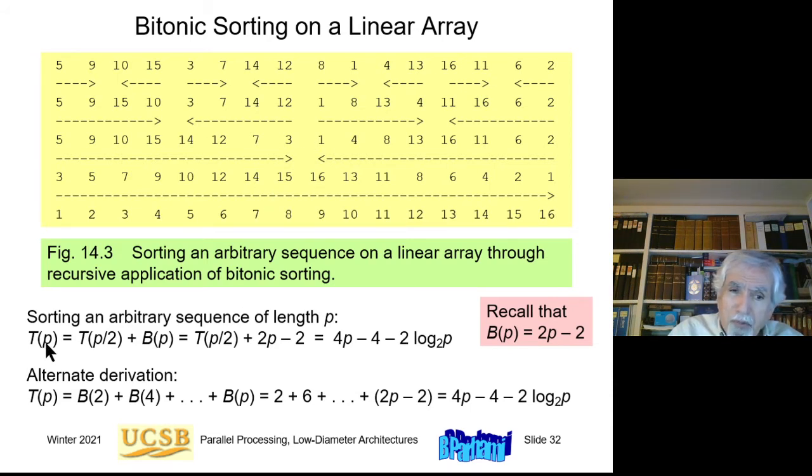So sorting time for a p processor array is the sorting time for p over 2, that's basically forming these half sequences, sorted sequences, plus bitonic sort. And if I plug the bitonic sorting time here, 2p minus 2, I get 4p minus 4 minus the smaller term. So roughly 4p. Actually, we didn't make progress over the odd-even transposition sort because odd-even transposition sort requires 2p steps, whereas this one requires roughly 4p steps if I ignore the lower order terms. But this was just a tool to describe the idea of bitonic sequence sorting.